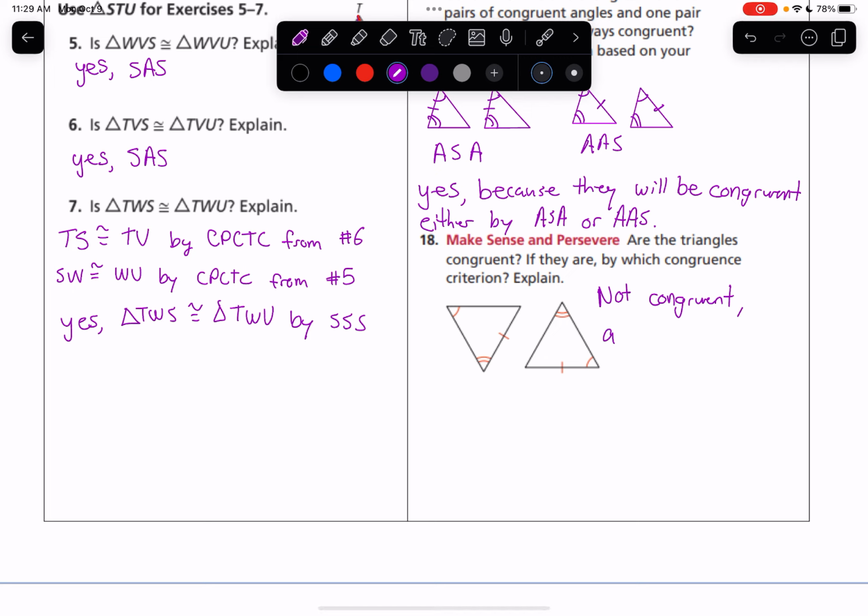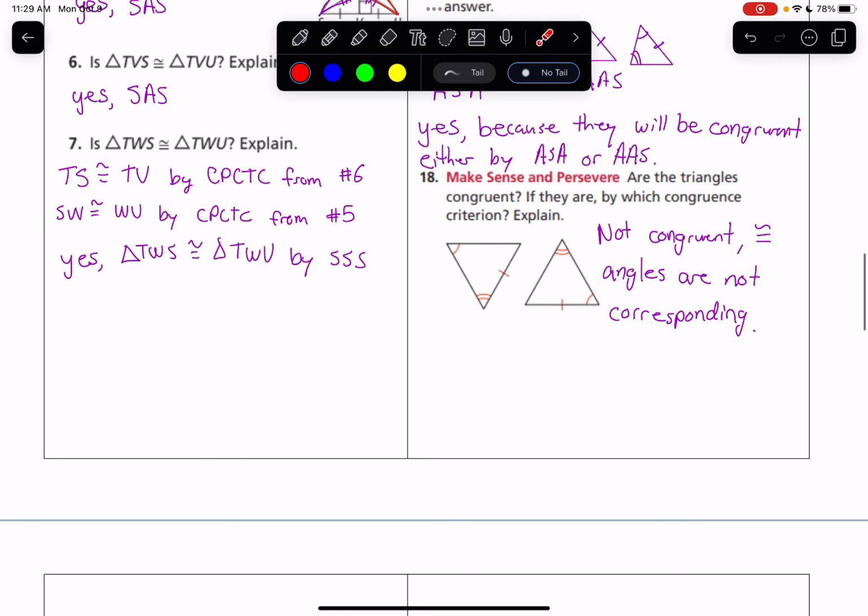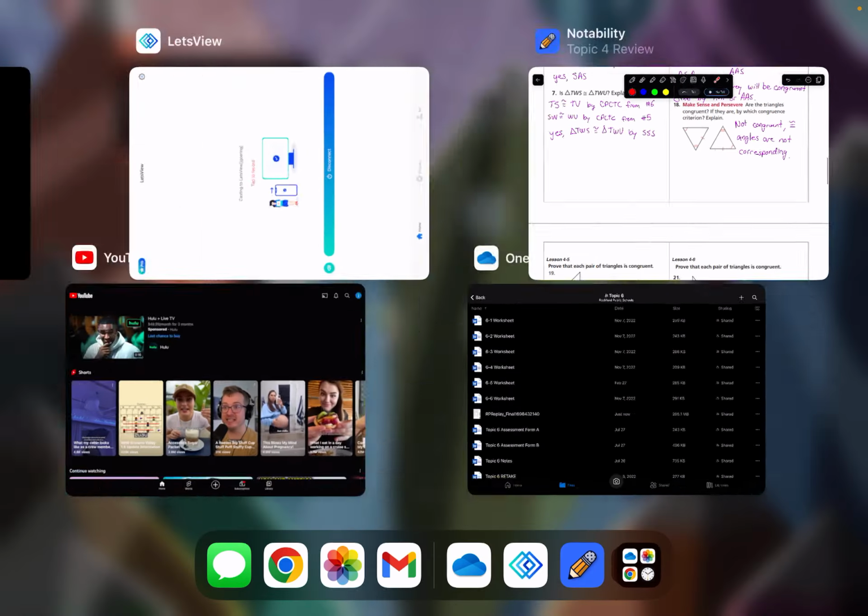So the angles are not corresponding. And I'm going to add a word in here. I'm going to say that the congruent angles are not corresponding, because there is a pair of congruent angles, but they're not in the same position relative to the congruent side. This angle is opposite of the congruent side, and this angle is next to the congruent side. So those triangles would not be congruent.